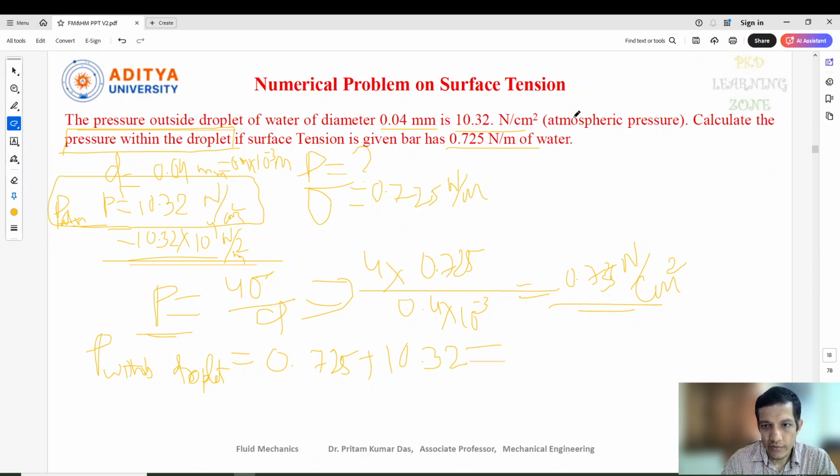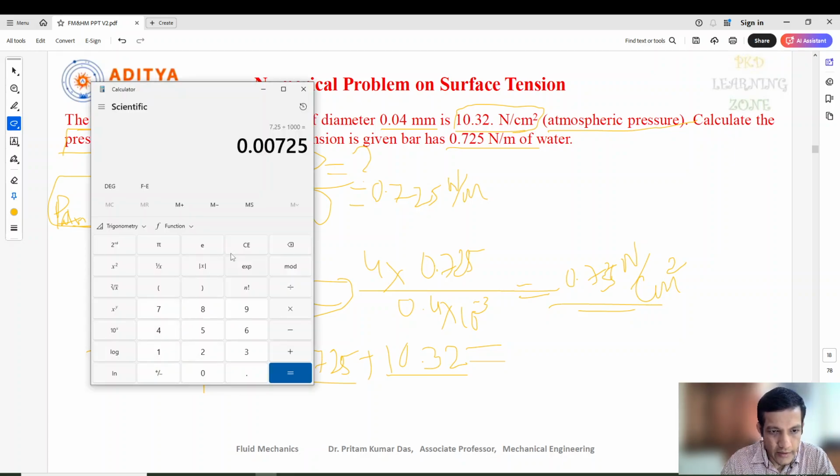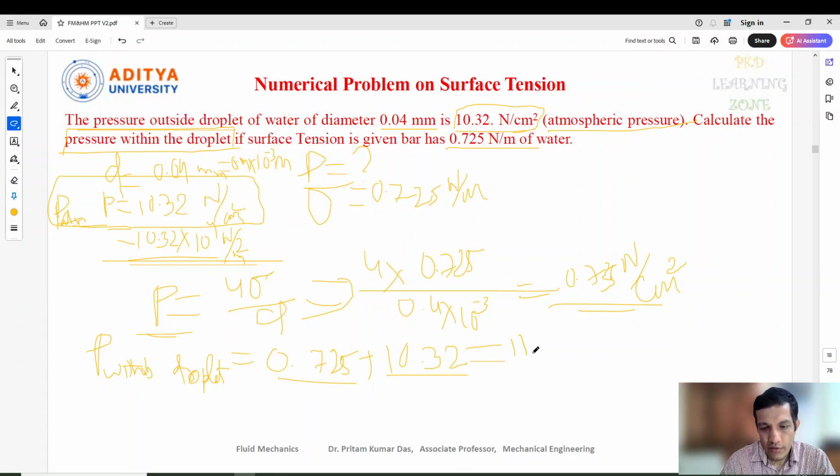That is the outside pressure, because we know that the inside pressure of the droplet is always greater than the atmospheric pressure. So the pressure we got here, plus this outside pressure, if you add it, we get a value near about 11. So 0.725 plus 10.32 is 11.045 Newton per centimeter square. So this is the pressure inside the droplet.